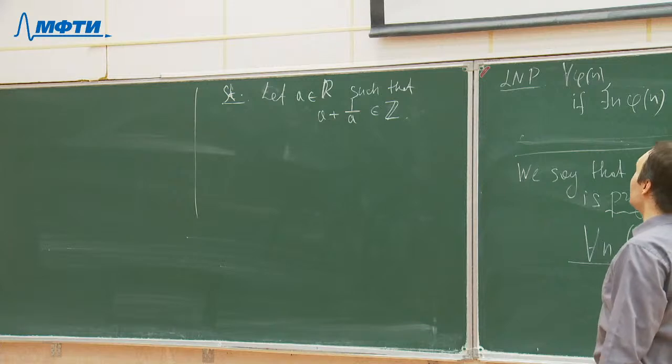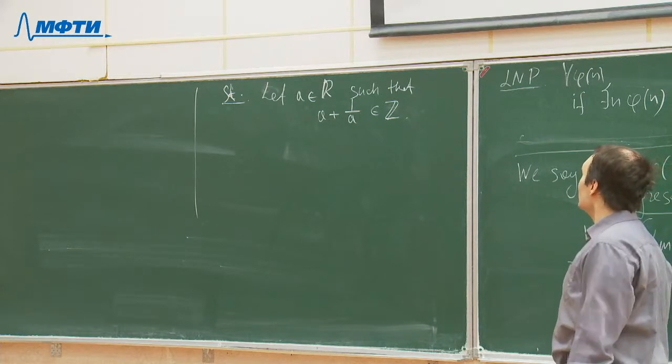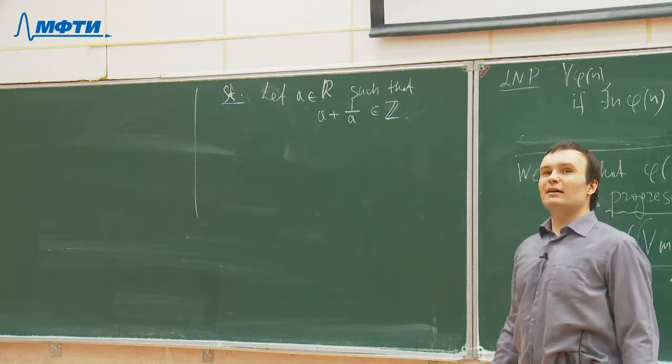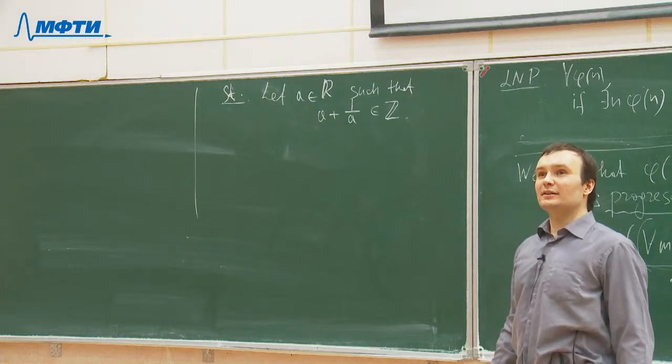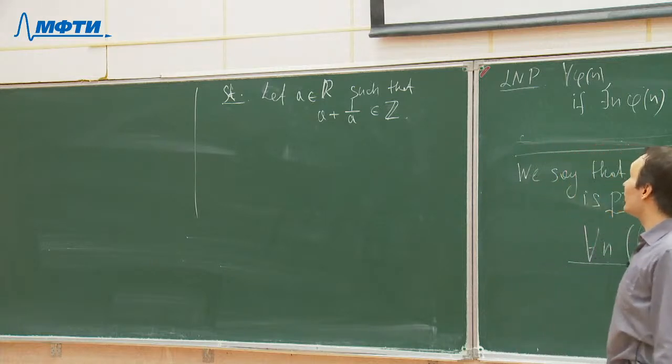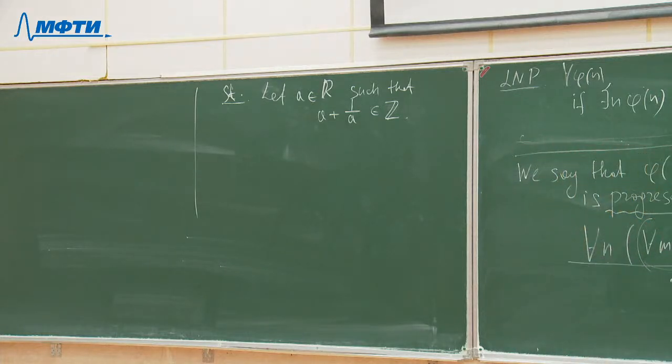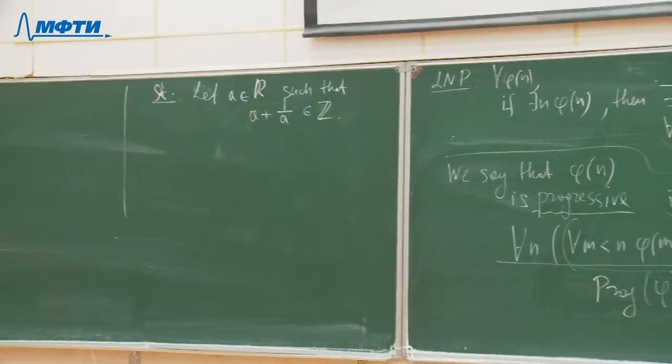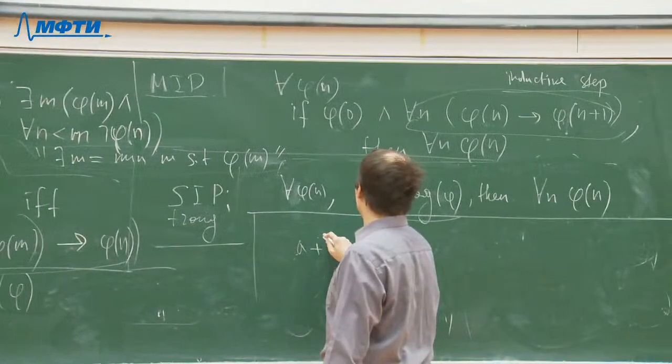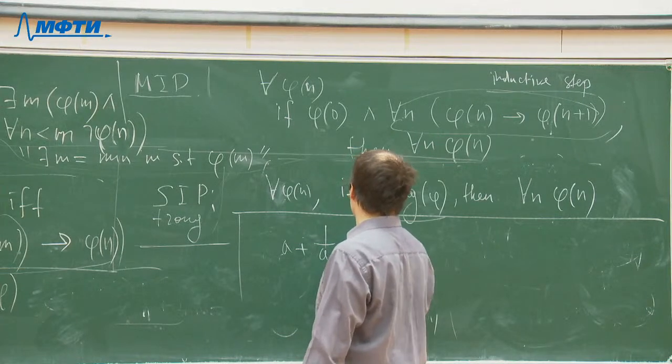This number is integer. Do you know any examples of such numbers? If a is 1. Anything else? Only one example? I doubt it. In general, is it possible that this number, say, equals 3?